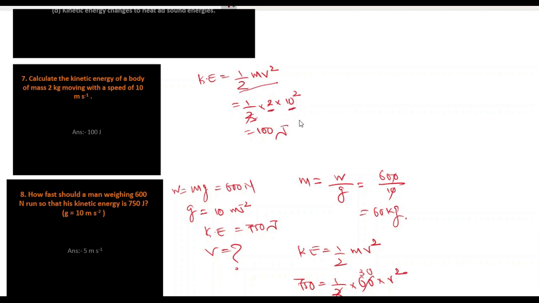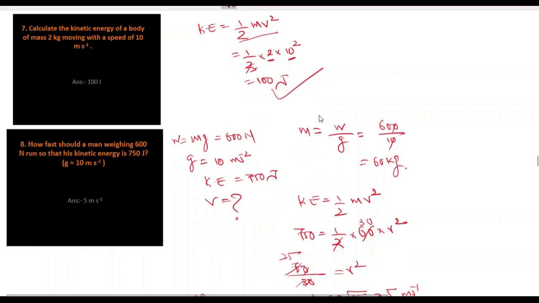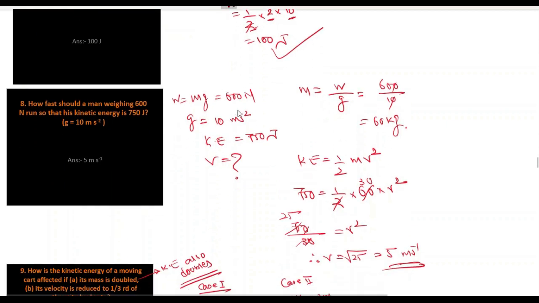So 10 square is 100, 2 and 2 get cancelled, so kinetic energy is 100 joules. Eighth question: how fast should a man weighing 600 Newton run so that his kinetic energy is 750 joule?